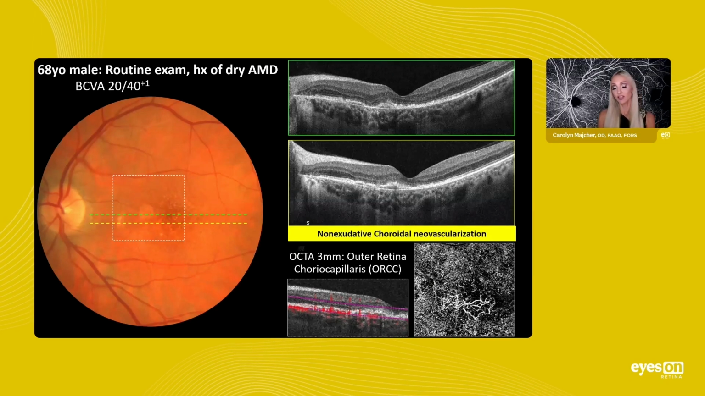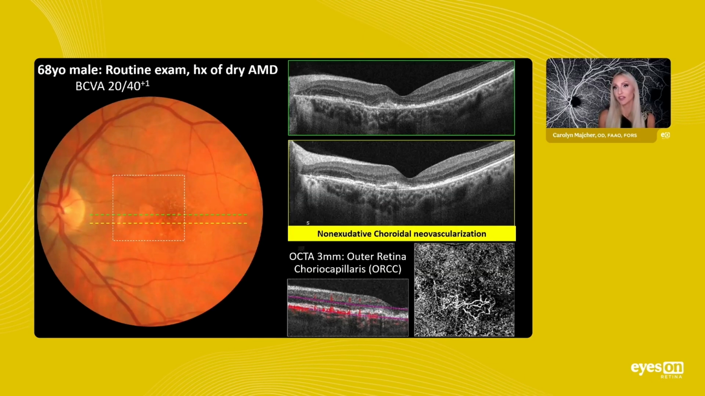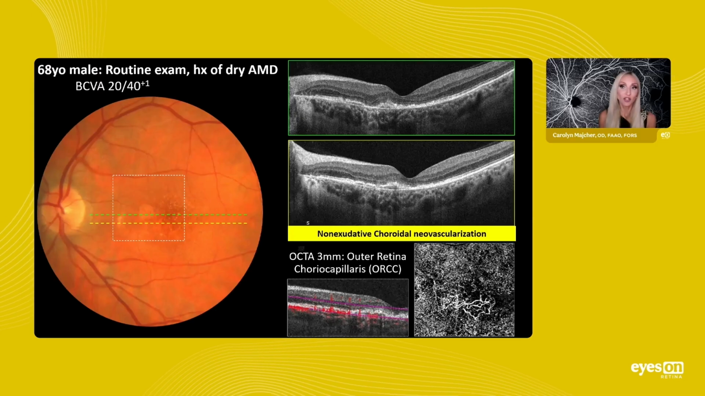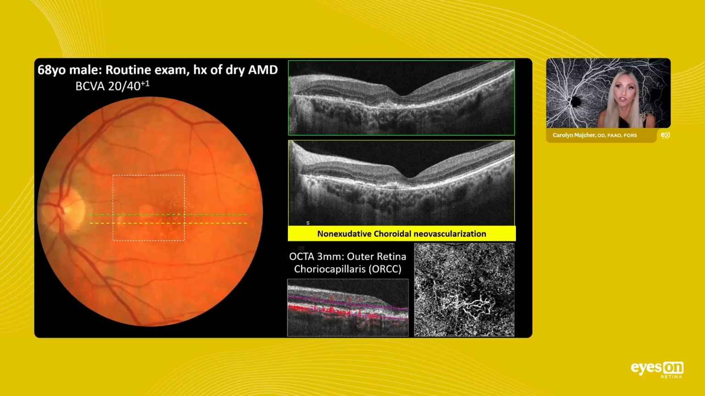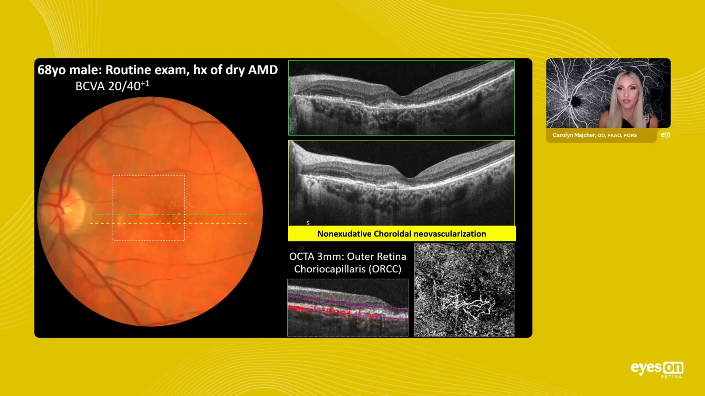We asked this patient that has a now non-exudative choroidal neovascular membrane, meaning there's no fluid, there's no hemorrhage, there's just this neovascular net present. We're going to monitor him very closely because we know that there's a greater risk of conversion to exudative disease. And so I asked him to return in 3 months.